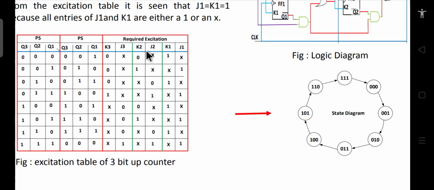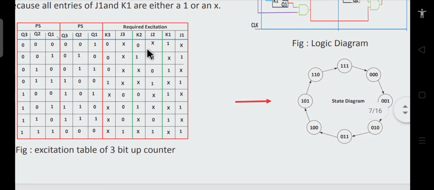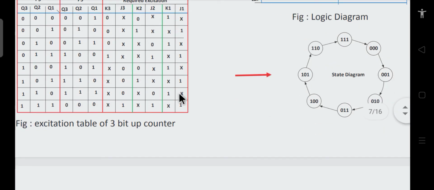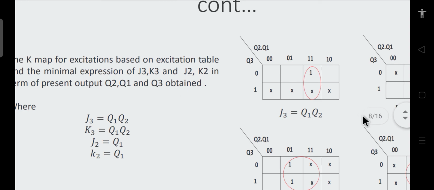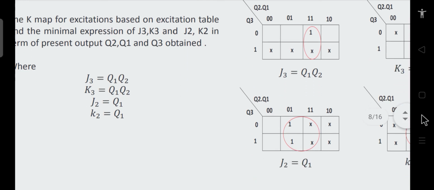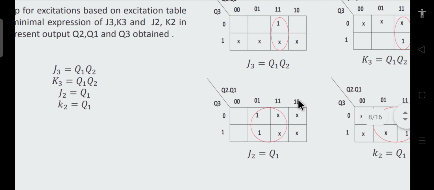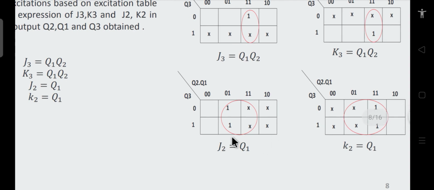Whereas what about J2, K2? To find this, we'll write the K-map for J2 and K2 separately, and then for J3 and K3. If I write the K-map for J2, then you can see that J2 will be equal to Q1. So the output of the first flip-flop will become the input to the second flip-flop. So this is what it means.